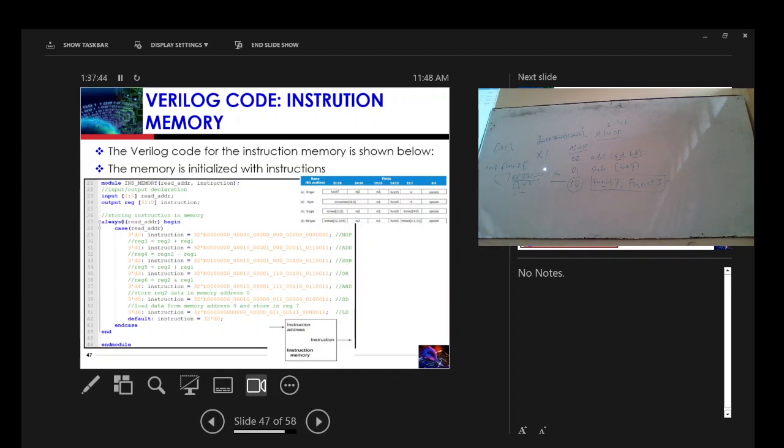Now we come and say case, read address, and then we store some values within the instruction memory. So if you do this for 0, it means that we are storing this value here, within location 0. And then for RISC-V, once you do 32 bits of zeros, it means that we are doing a no operation. No operation in RISC-V.